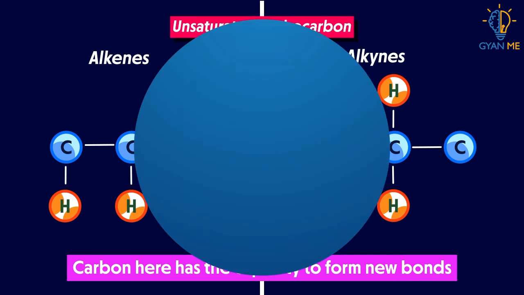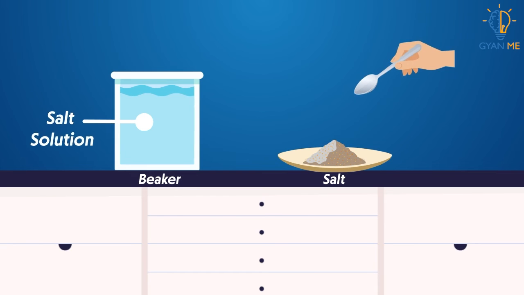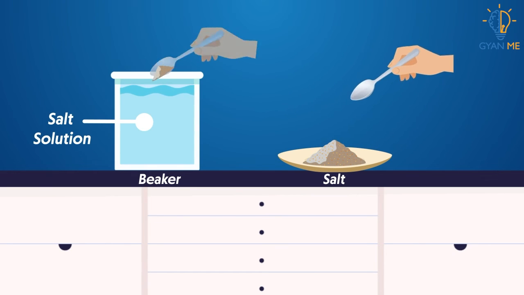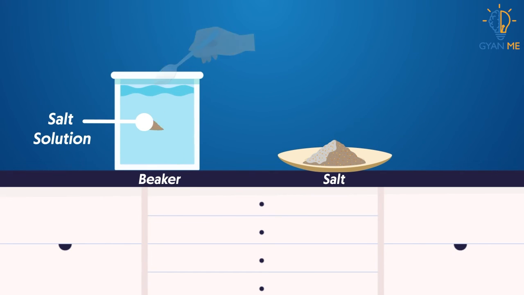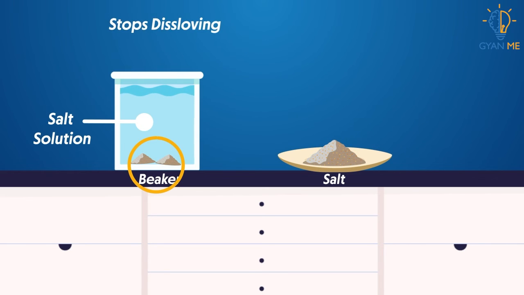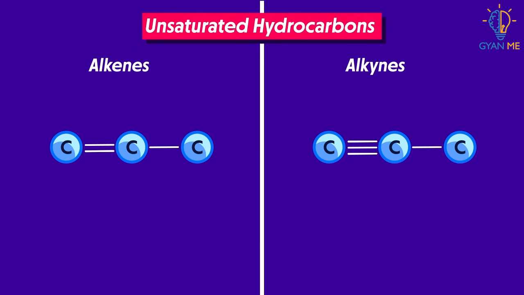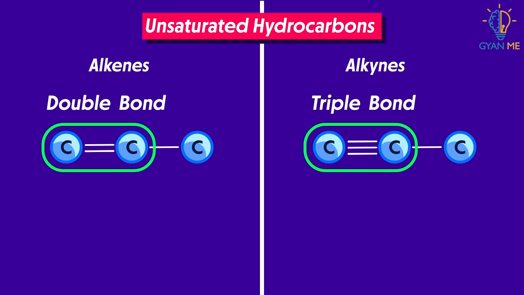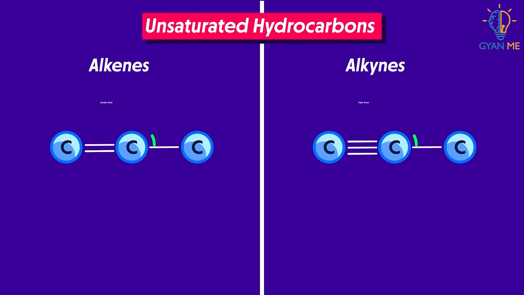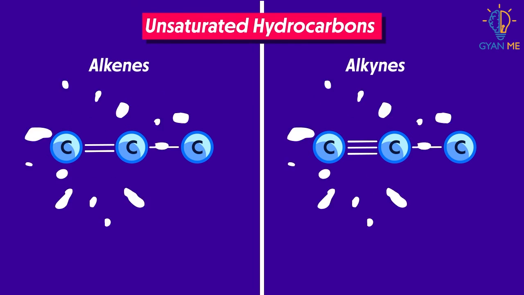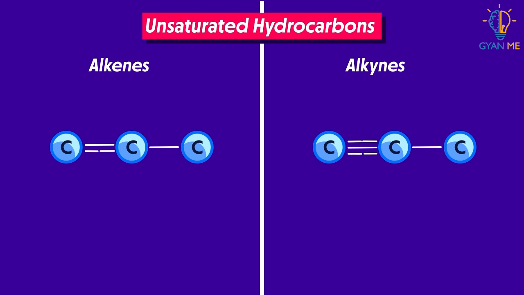Again, this is just like our salt solution where we could add more and more salt which gets dissolved in the solution to a point where no more can be dissolved. So we can say that carbon atoms in unsaturated hydrocarbons, that is compounds with one double or triple bond between the carbon atoms, can make new bonds by breaking either of their bonds, and thus the name unsaturated.